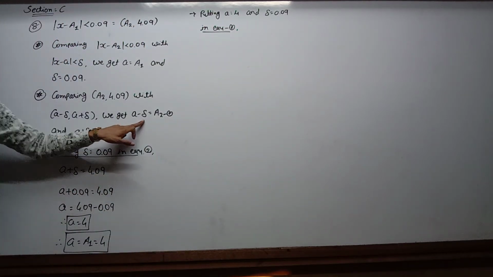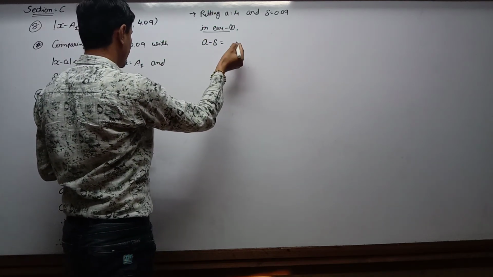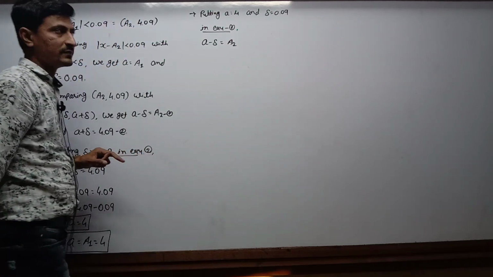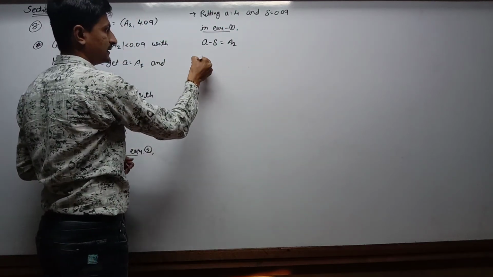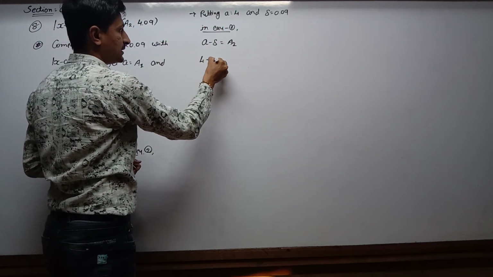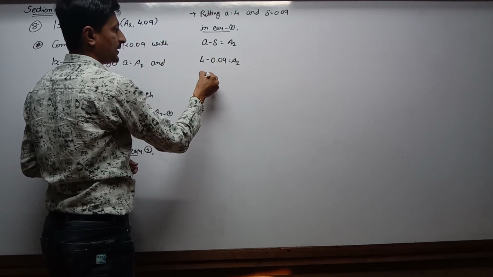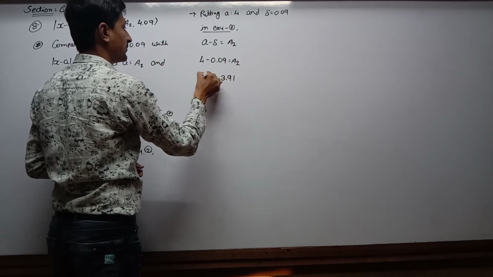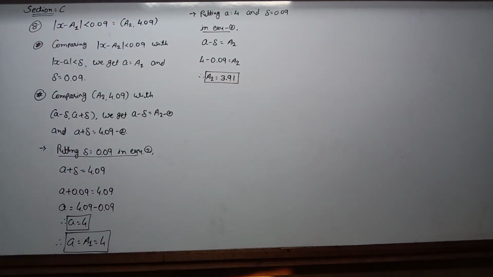Now first equation write down a minus delta is equal to A2. Value of a 4 and delta is 0.09. So 4 minus 0.09 is equal to A2. Therefore value of A2 is equal to 3.91. Check it. Value of A2 is equal to 3.91.